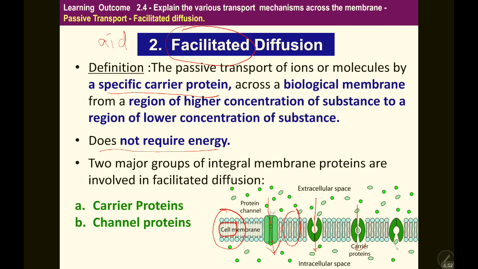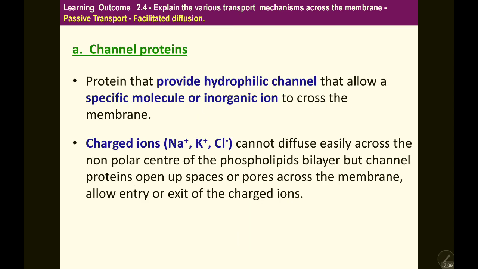So there are two types of proteins that can be found in the membrane: carrier proteins as well as channel proteins. What's the difference between these two proteins? Channel proteins just provide a channel. This channel is hydrophilic. Since the center region of the phospholipid bilayer is hydrophobic, this protein must provide a hydrophilic channel for some of the molecules to go through.